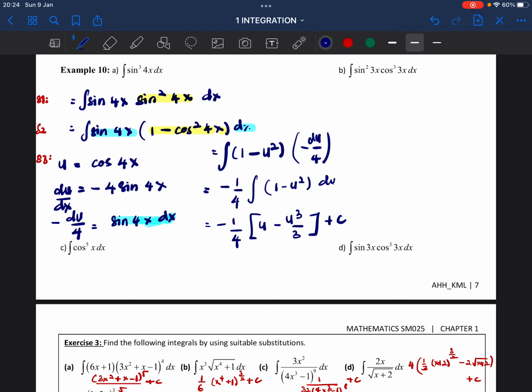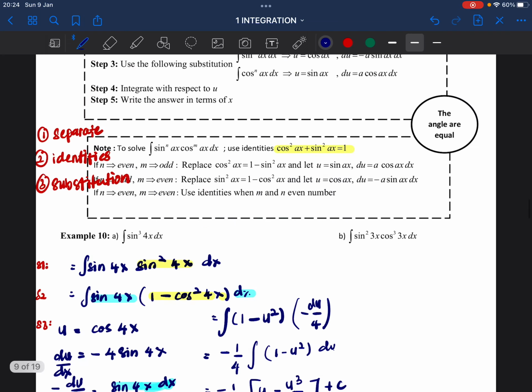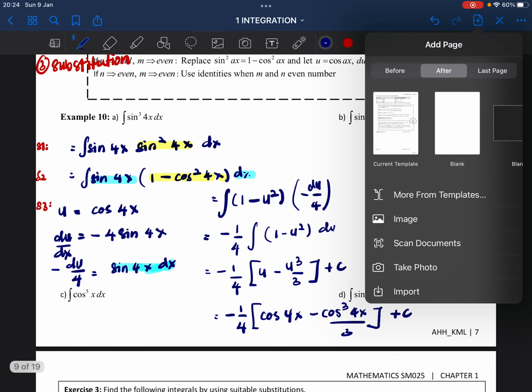Make sure to change back your u, which is cos 4x. So the answer is negative 1 over 4 times cos 4x minus cos cube 4x over 3, plus c. You can expand if you want, or not expand, that's fine. Okay, so that's it. How are we going to integrate the trigonometric function? By using substitution.